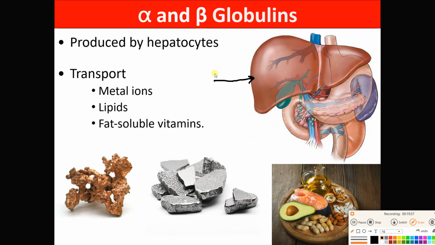Now, alpha and beta globulins are important in transporting metal ions. So metal, like these two right here. Any guesses as to what two metals I've got right here? Well, this guy is copper. Cu is your abbreviation for copper. This guy is, if we use our periodic table of the elements, Pb, which is lead. So copper and lead. Why did I say lead?